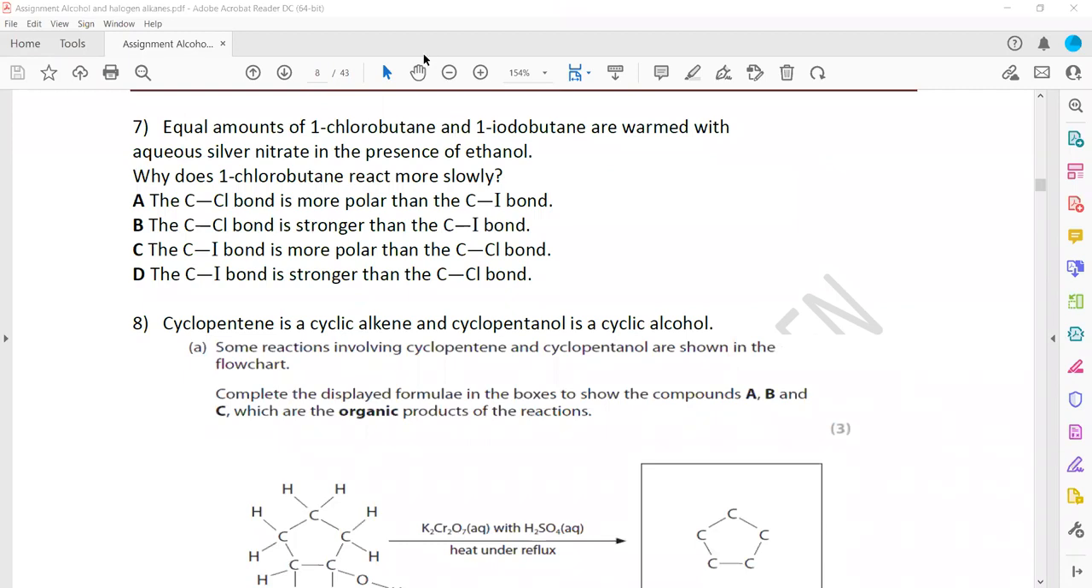In question 7, equal amounts of 1-chlorobutane and 1-iodobutane are formed. When we add silver nitrate in the presence of ethanol, why does 1-chlorobutane react more slowly? What is the reason? As we know, the bond between carbon and iodine reacts much faster than the bond between carbon and bromine, and that reacts much faster than the bond between carbon and chlorine.